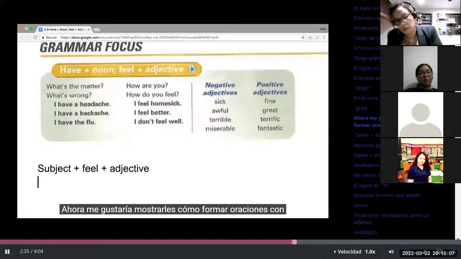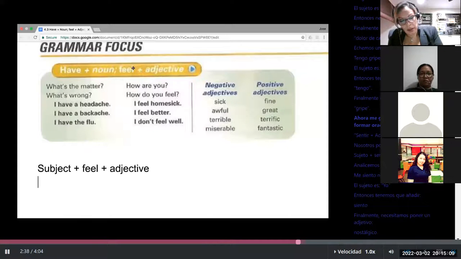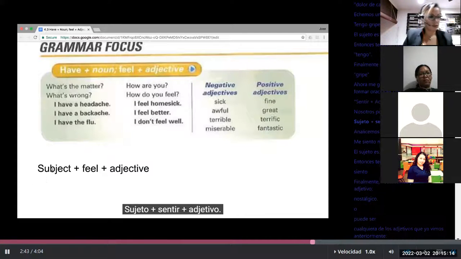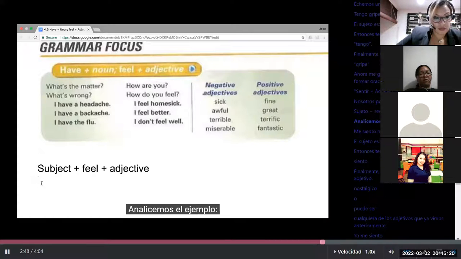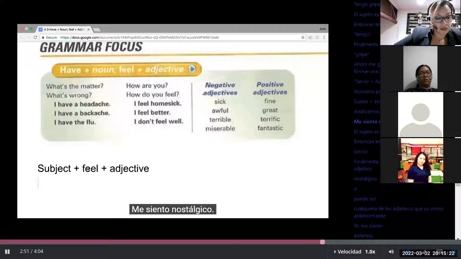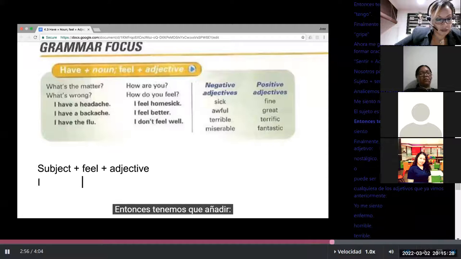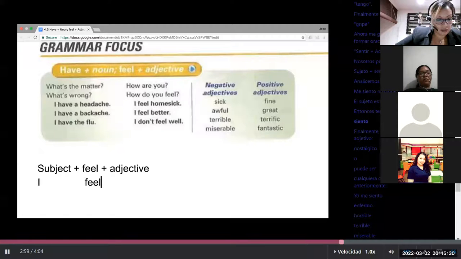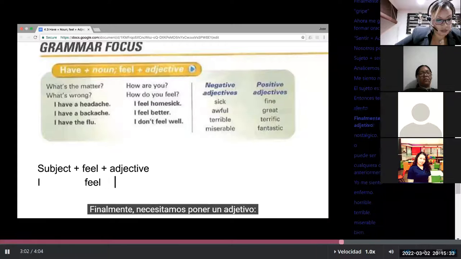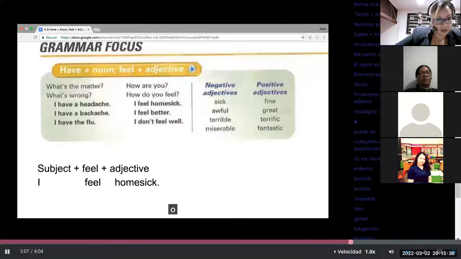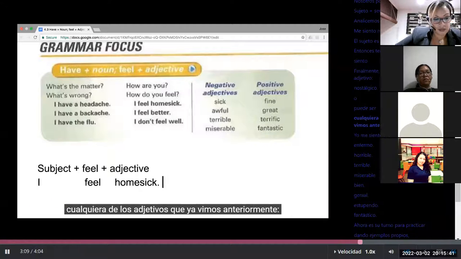Now, I would like to show you how to form statements with feel plus adjective. We can follow this formula, subject plus feel plus adjective. Let's analyze the example, I feel homesick. The subject is I, then we need to add feel. Finally, we need to put an adjective, homesick. Or it can be any of these adjectives towards the right.